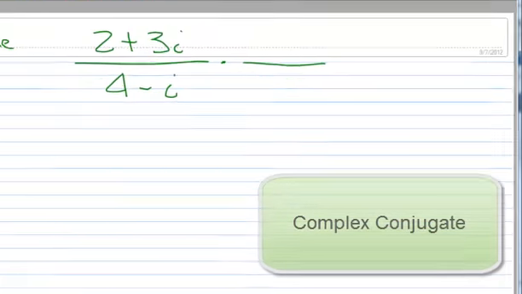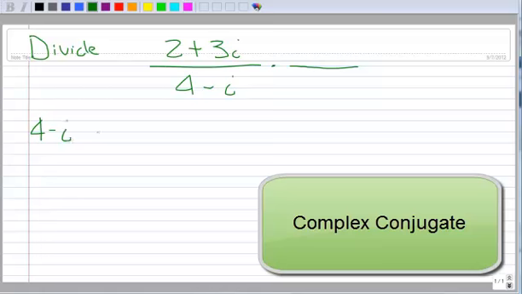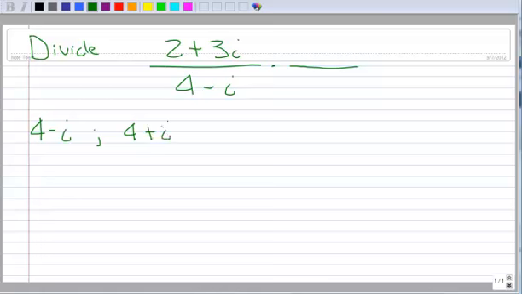And so a complex conjugate, in this case I look at the denominator, complex number, which is 4 minus i, so its complex conjugate is 4 plus i. See how it's the same a and b, but I just changed the sign? So if I had a negative 2 minus i, its complex conjugate would be negative 2 plus i. If I had a 6 plus i, its complex conjugate would be 6 minus i. So all I'm doing is changing the sign in between them. Alright, so let's go ahead and get rid of those.